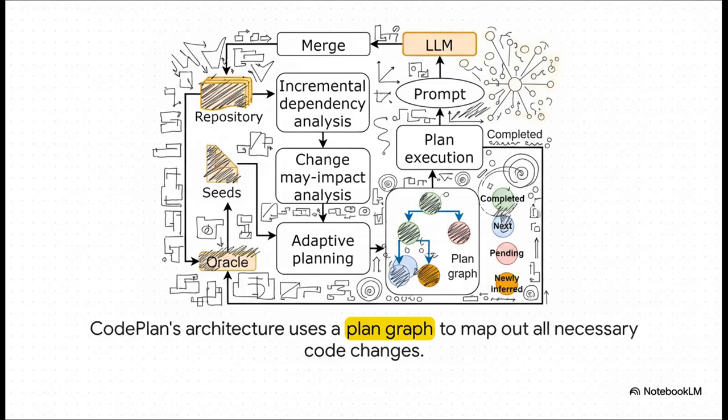It's really clever. It doesn't just jump in and start writing code, no. First, it does a full static analysis of the entire repo to build what's called a plan graph. Think of it like a dependency map for your whole project. So when you ask it to make a change, it uses this map to figure out every single other piece of code that will be affected. It lays out a complete plan of what needs to change, and just as importantly, in what order.